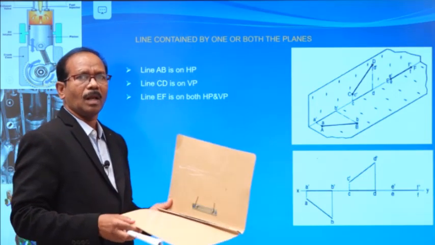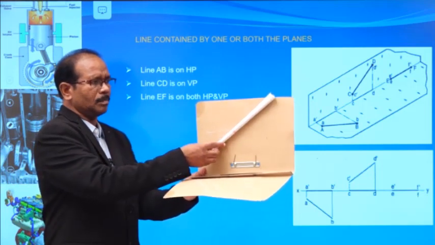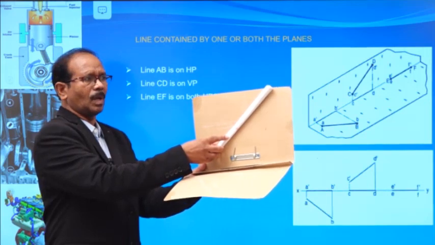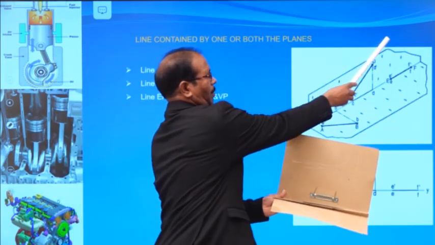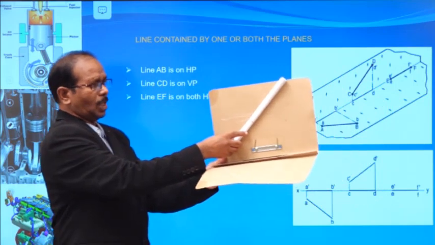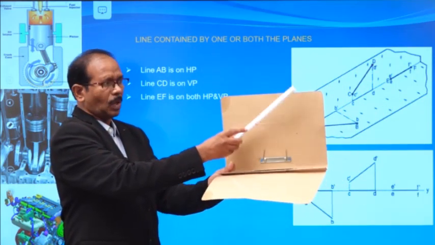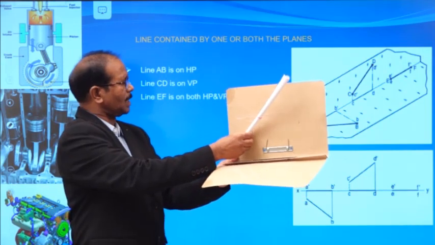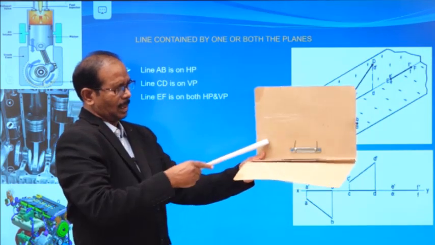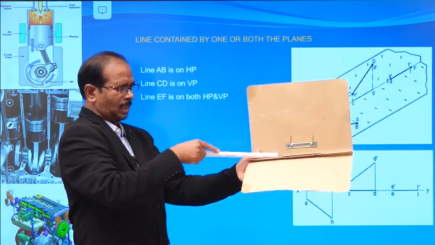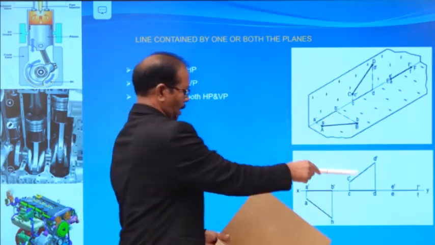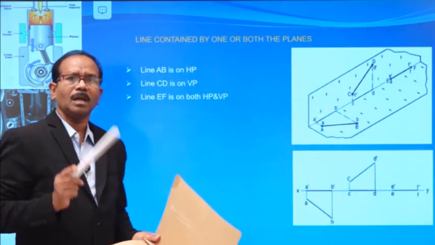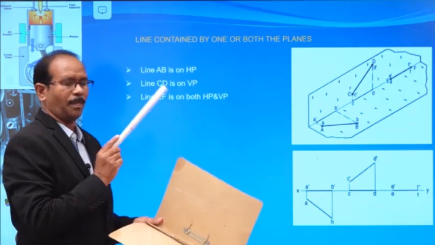See the second case, line is on VP. Second condition, line is on VP. Its top view is on XY line. Front view, this line itself is its front view. Say this is C dash D dash, CD. So this is the condition, CD, C dash D dash. That is the line in VP, parallel to VP.